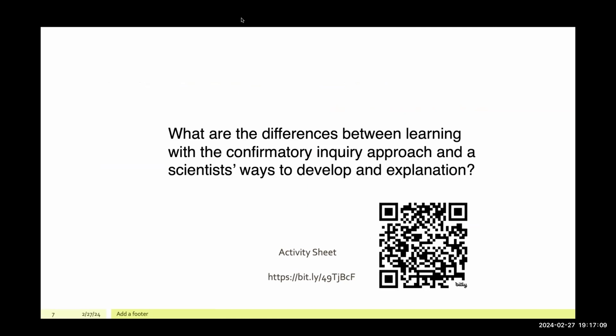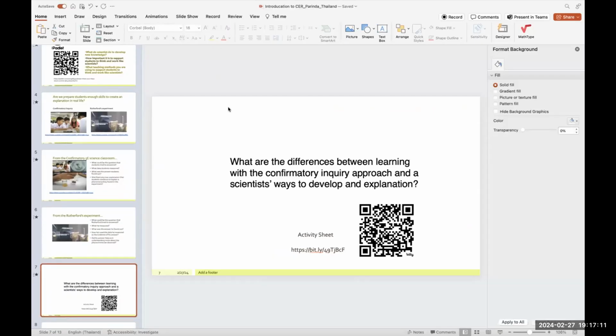Now let me show you where the activity sheet is. The sheet is already shared by Ajahn Burin. Let me show you what it looks like.